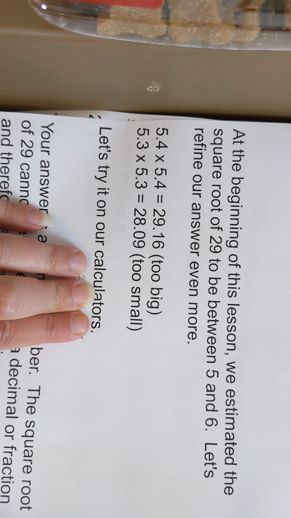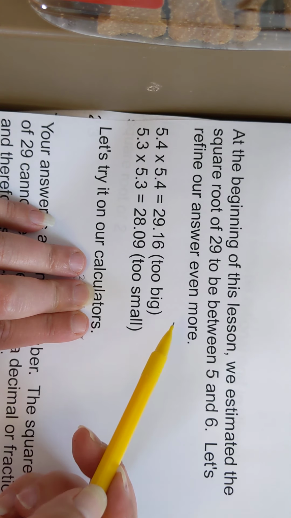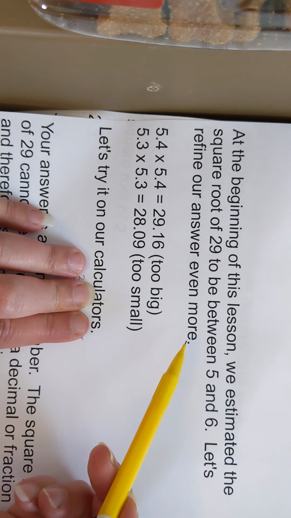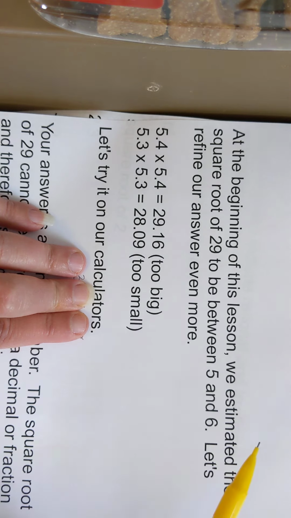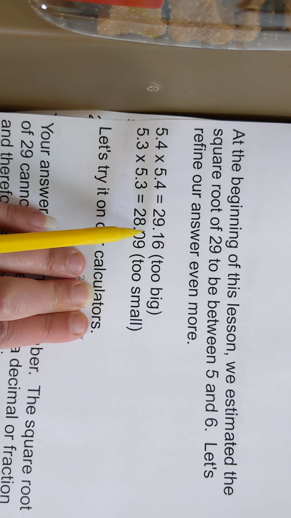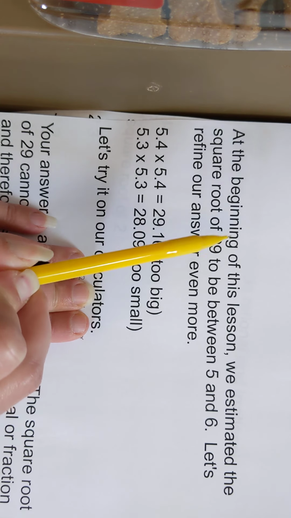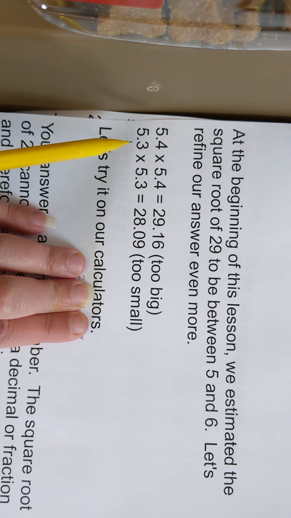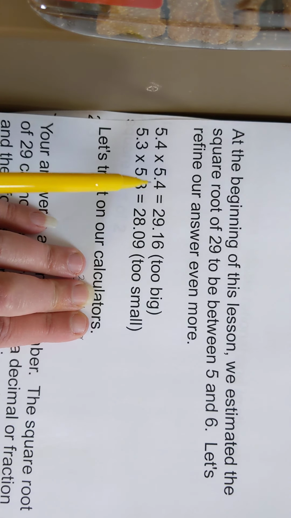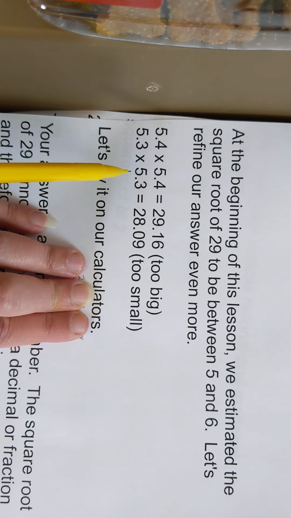At the beginning of this lesson, we estimated the square root of 29 to be between 5 and 6. So let's refine our answer even more, let's get a little bit more exact. Between 5 and 6, let's try 5.4. 5.4 times 5.4 is 29.16. That's bigger than 29, so let's go a little bit smaller. 5.3 times 5.3 is 28.09, which is a little bit too small. That means my answer is between 5.3 and 5.4.